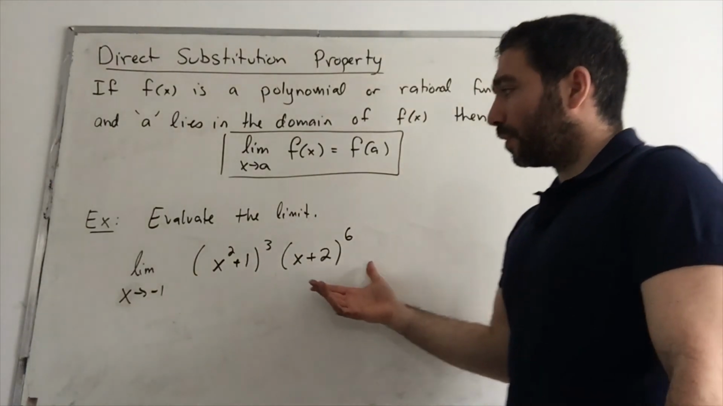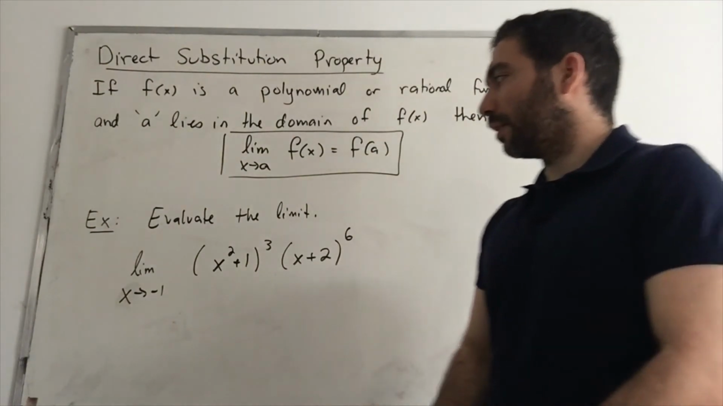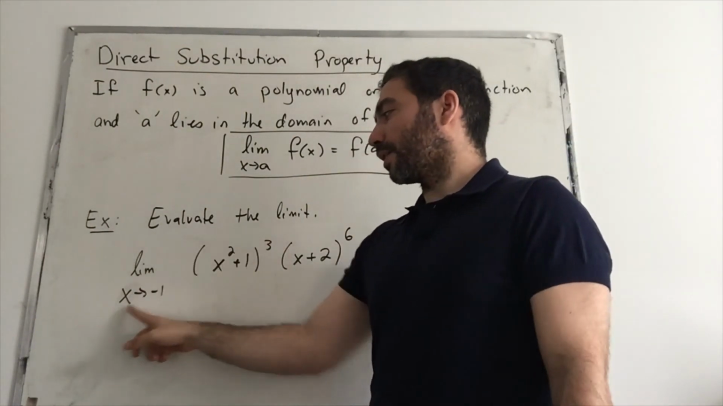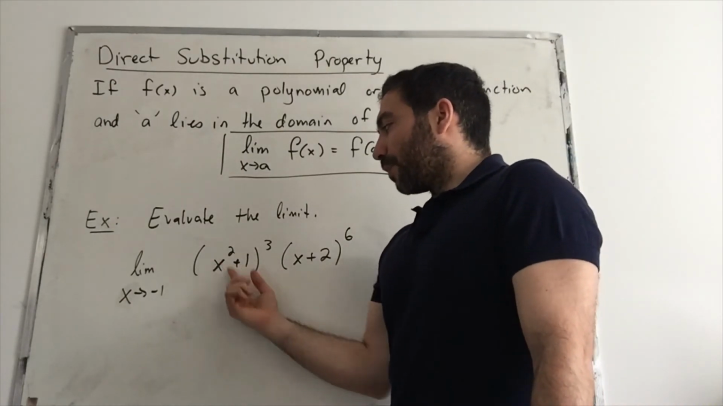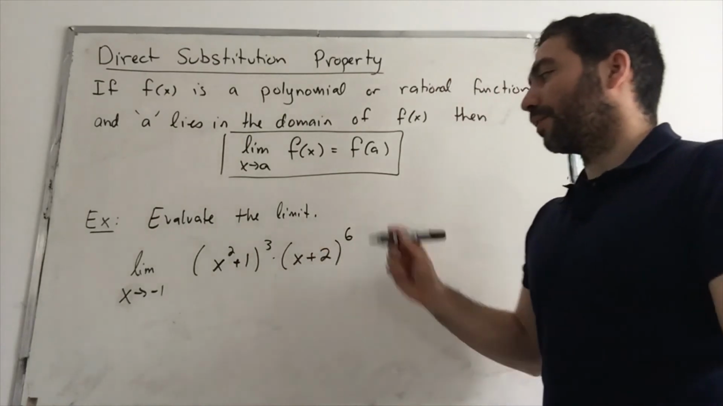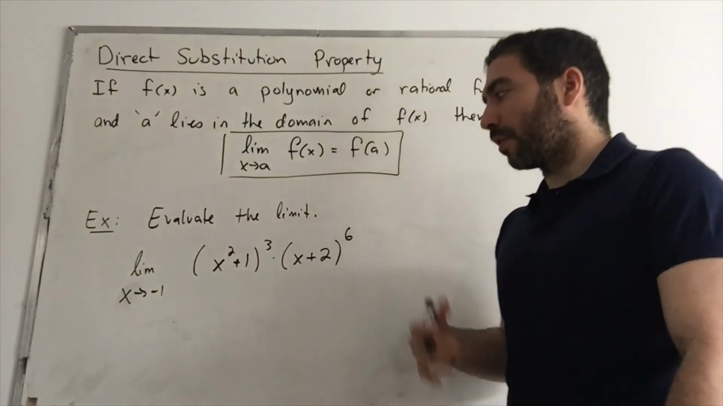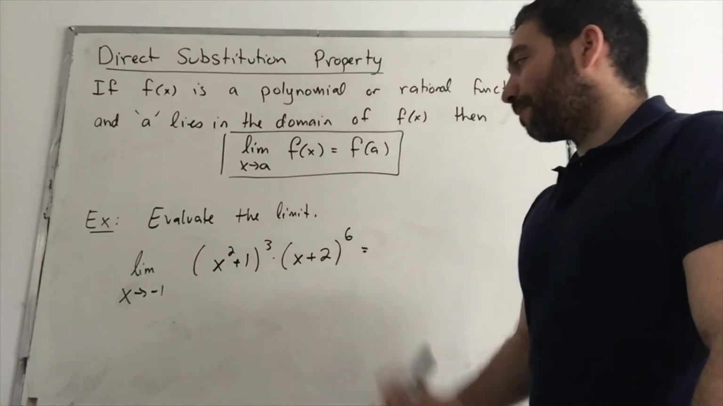Okay, so I'll give you a moment to try this problem on your own. We're asked to evaluate the limit as x approaches -1 of the function x squared plus 1, all that cubed, multiplied by x plus 2, all that to the 6. Pause the video, try this on your own, and see if your limit is the same as mine.